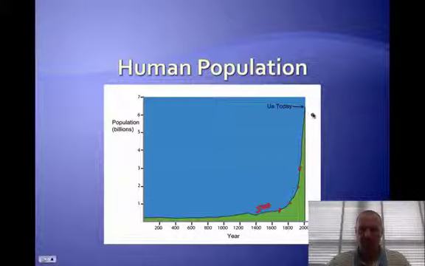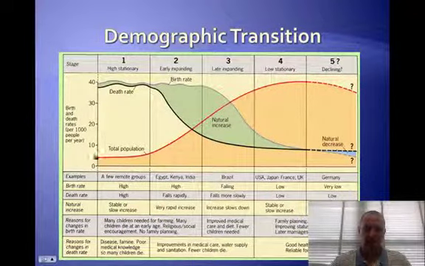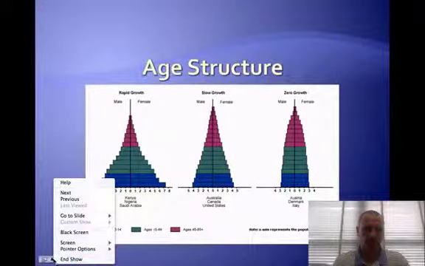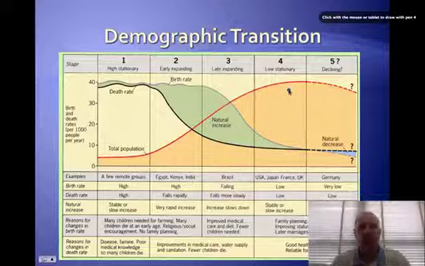Now look where we are today. We're actually a little bit even further than this. We're about 7.4 billion today. So we're growing exponentially. If you look at a curve like this, we're up at this point on this red curve, but this often leads us into what's called demographic transition.